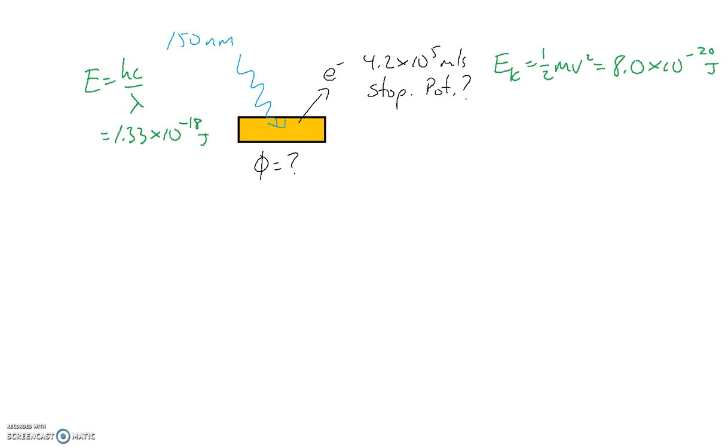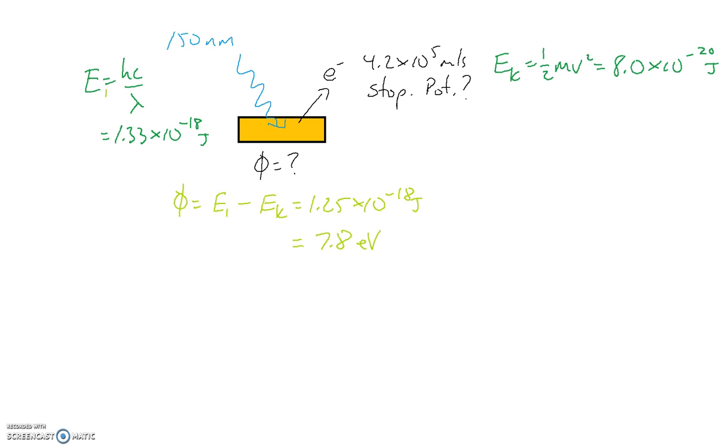So the value of the work function would be the difference between the two. So that would be the energy that was incoming from the first photon, or the initial energy, take away the kinetic energy. So if I just subtract those two energies, I have about 1.25 times 10 to the negative 18 joules was left in the material as the work function. And usually work functions are given in electron volts, so I can convert this to electron volts, and that would be about 7.8 electron volts.